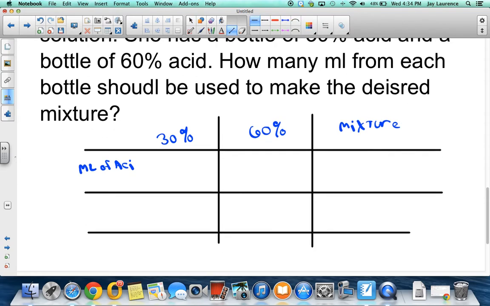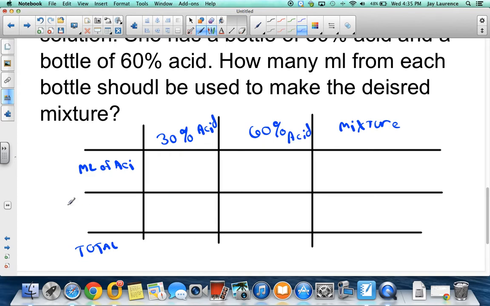Okay, well, let's see. Oh, there we go. I need a total there. All right, that looks okay. And what else am I going to do? Milliliters of acid. I've got the percentage. So we can do a total down here. And this will be the percent as a decimal, so I'll put the decimal here.